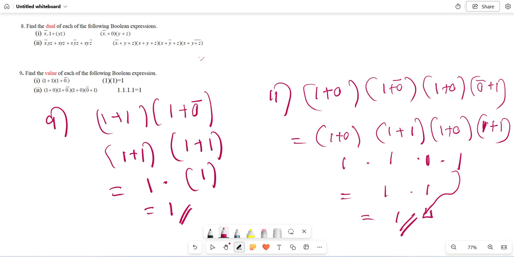Okay, that's the end of this lesson. That is not a very easy part: Boolean algebra, finding the value and the duality.